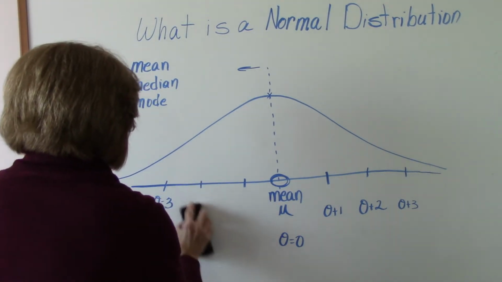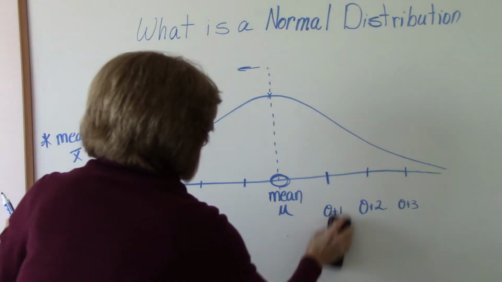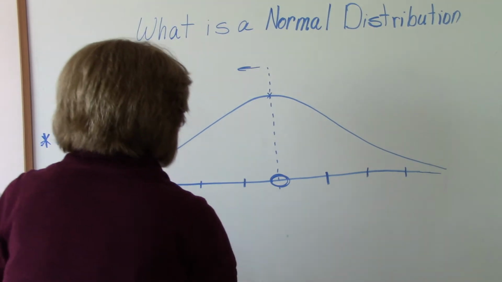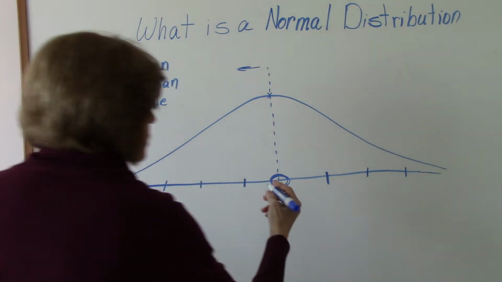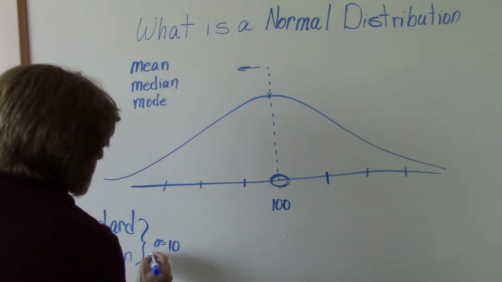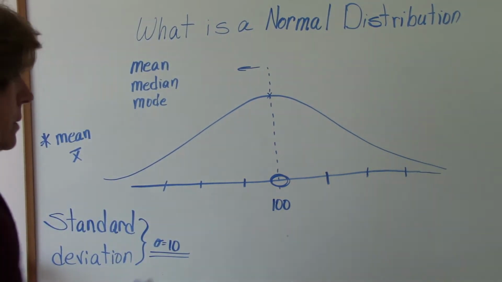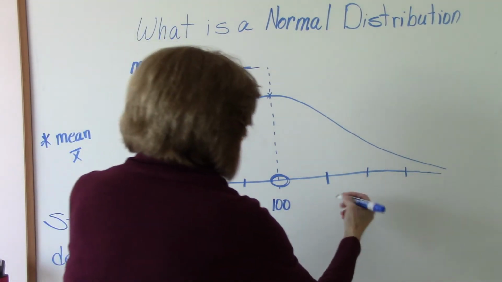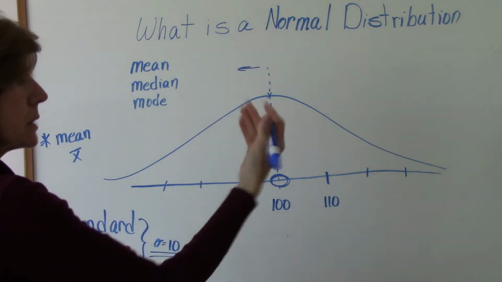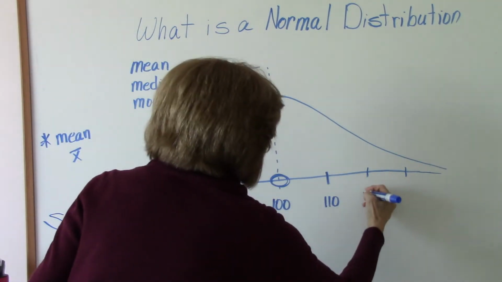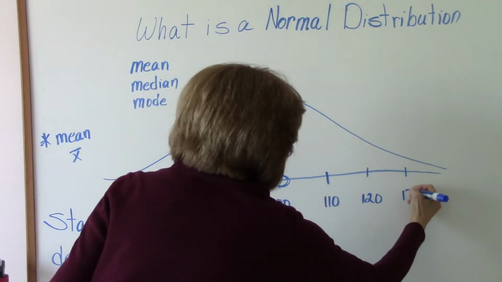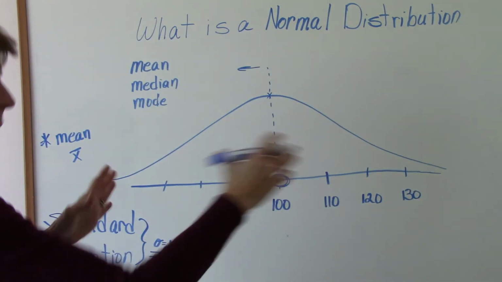So what's going to happen is, let's just say that the mean of some random data is 100. Okay? With a standard deviation of 10, this first standard deviation is going to be 110. The second standard deviation is going to be 120, and the third standard deviation would be 130. So we're adding as we move to the right.